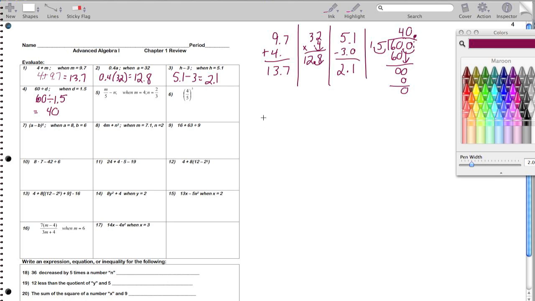On number 5, we'll move down here. m over 5 minus n. m is 4, so it's 4 over 5 minus n. n is 2/3. So when we're subtracting fractions, reviewing these rules, you need a common denominator. So a good common denominator here would be 15. 5 times 3, 4 times 3 is 12. Minus 3 times 5, 2 times 5 is 10. Subtract, I get 2/15.